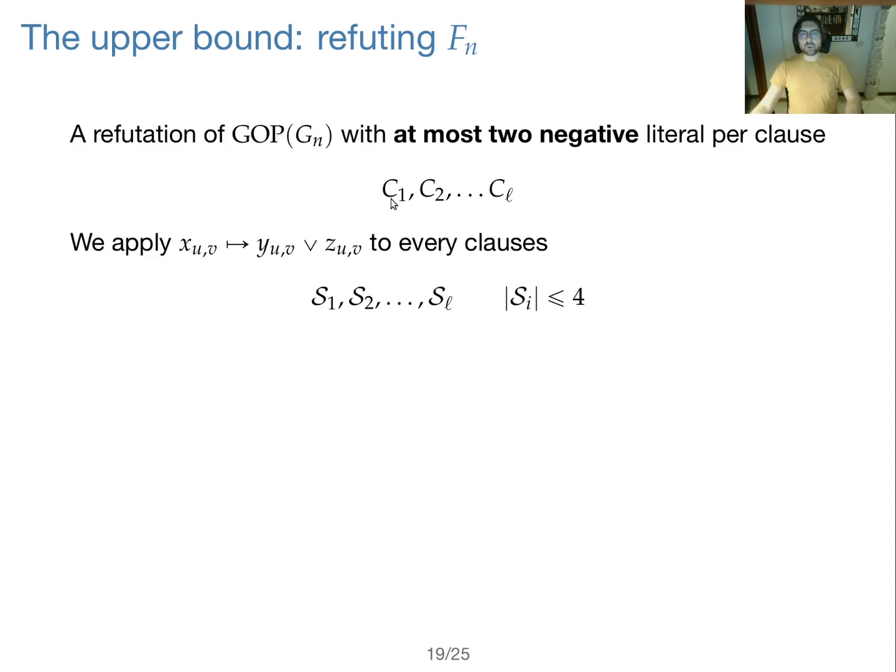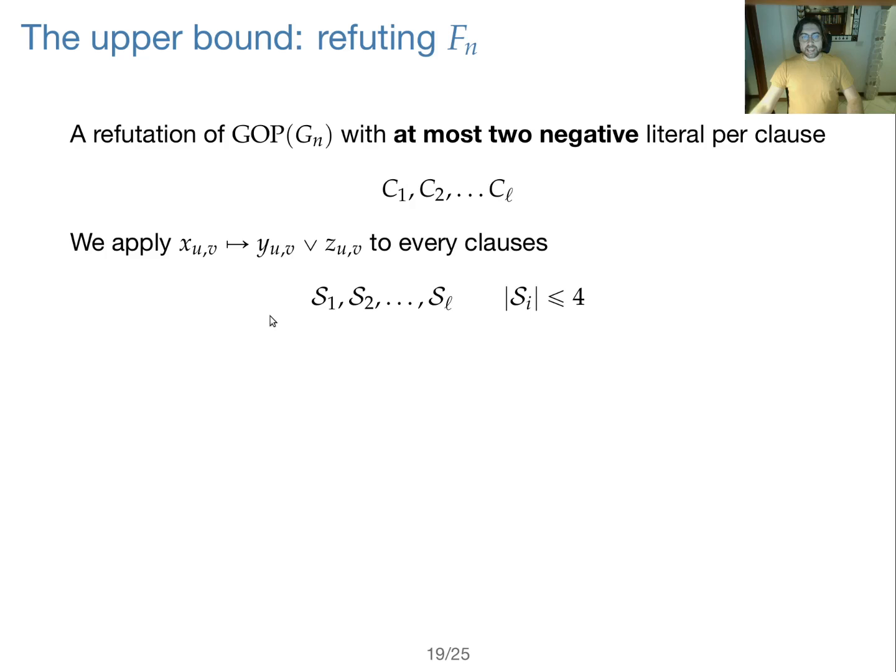So every clause becomes a set of 4 clauses, because if we apply the lifting to a clause with at most 2 negative literals, the explosion, the distribution of the disjunction under the negations will produce at most 4 clauses.